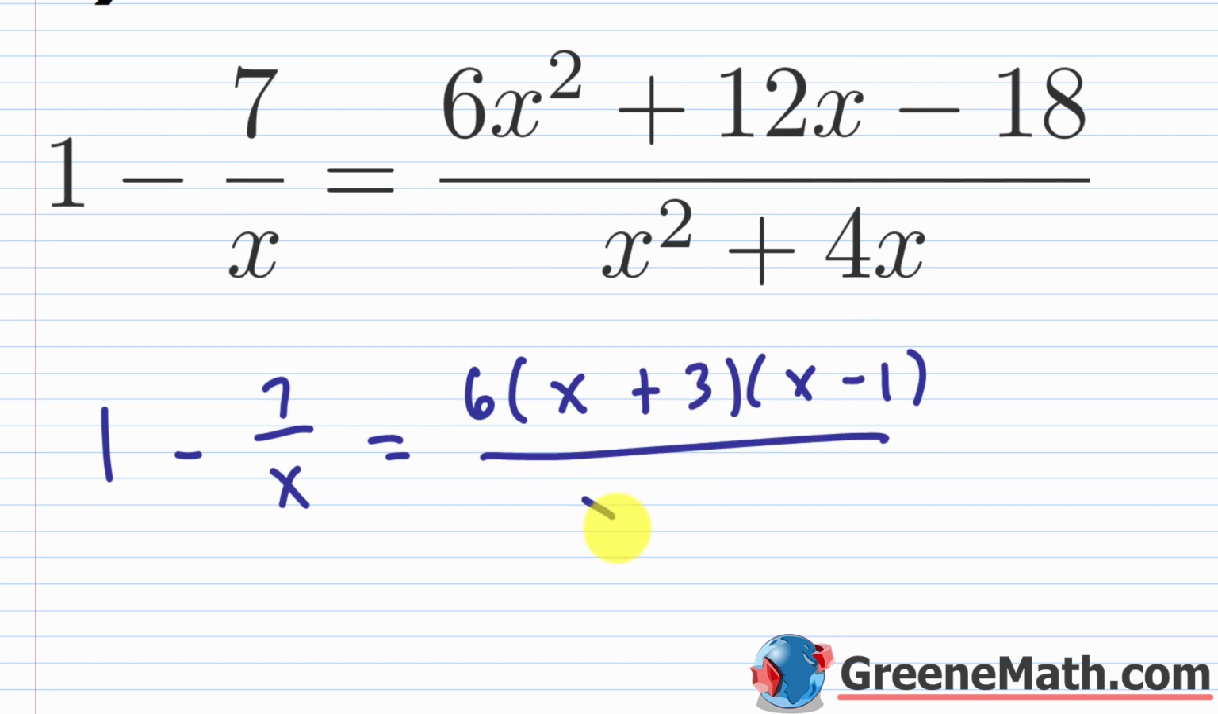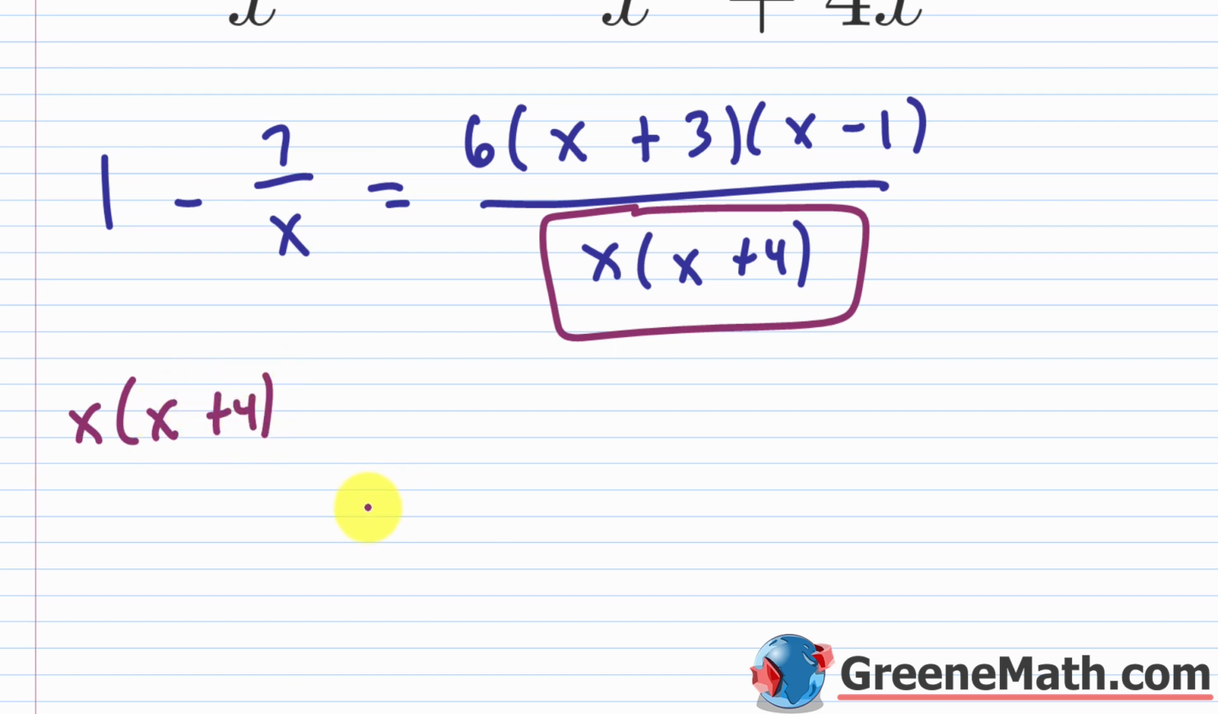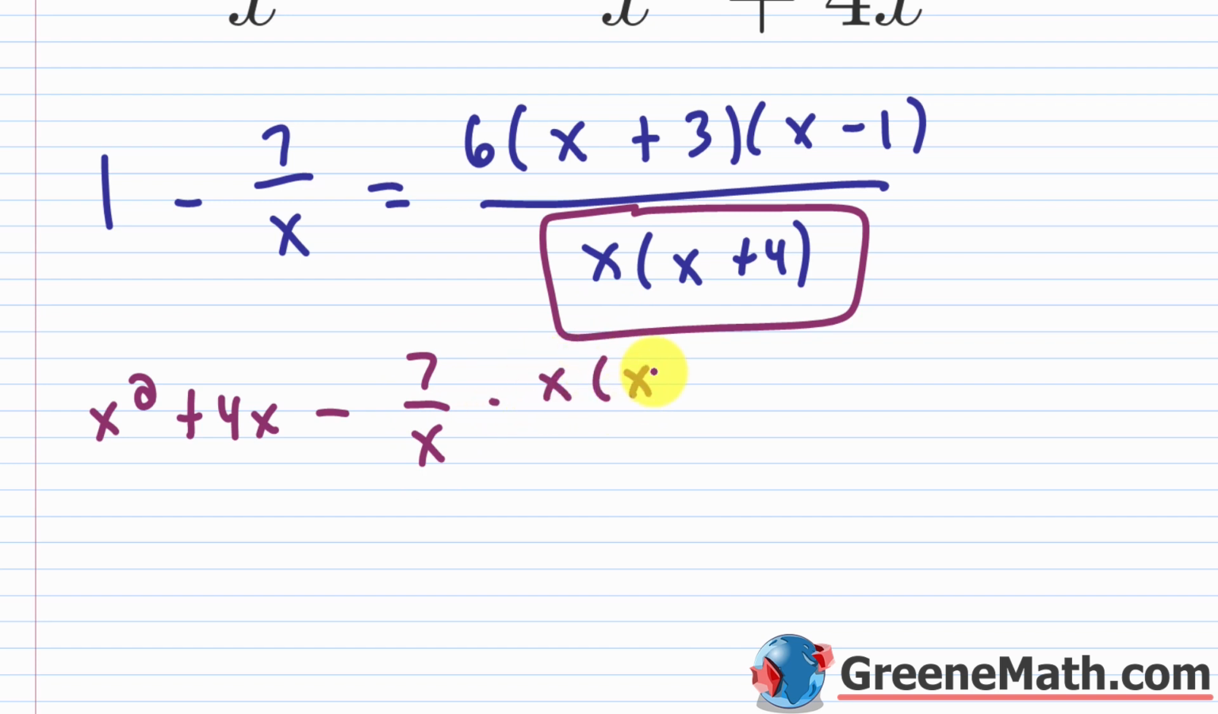So down here, I'll have x times the quantity x plus 4. Okay, so the LCD is obviously going to be x times the quantity x plus 4. You have an x here and an x here, and then here you have this x plus 4. All right, so we would multiply both sides of the equation, again, by this LCD. If I multiply 1 by this, I'm just going to get x times the quantity x plus 4, or again, you could just say it's x squared plus 4x. We might as well just do that because we're going to have to distribute it anyway. And then minus, you're going to have 7 over x times this x times the quantity x plus 4.